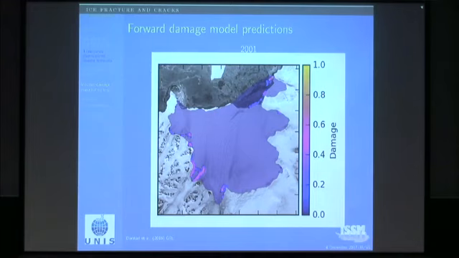Okay, so what I could do then is make some forward model predictions using this framework. In this case, I'm forcing the model with the observed velocity trend just to see if it reproduces the observed damage. And through time, it actually does quite a decent job.